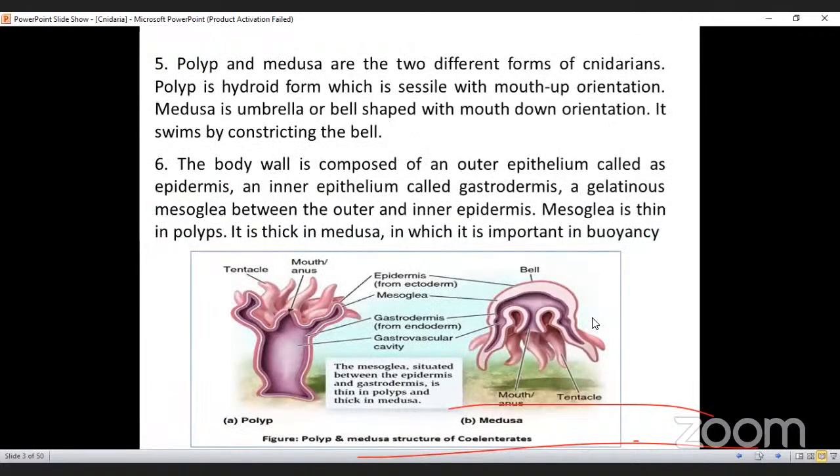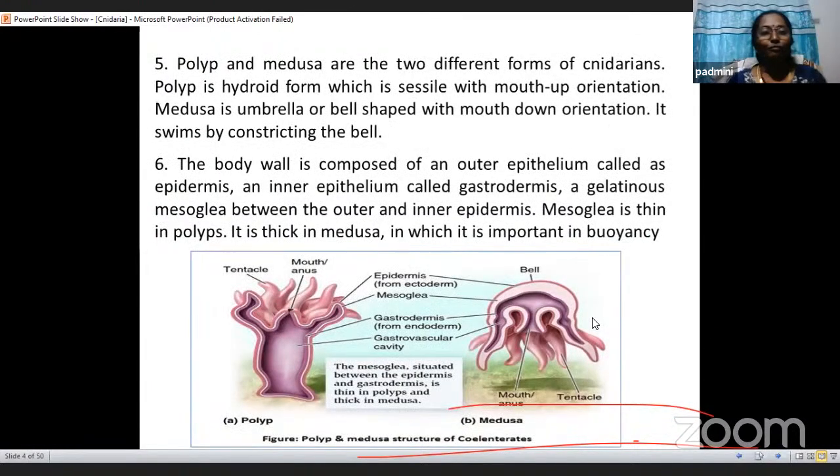Okay, so they are made up of polyp and medusa. This is a polyp form over here, and this is a medusa form. So in cnidarians, you have a polyp and a medusa form. The asexual form is the polyp form, and the sexual form is the medusa form. Polyp is a hydroid form, which is sessile. They are not moving, so they are stationary at one place, whereas the medusa is the moving type, the motile one.